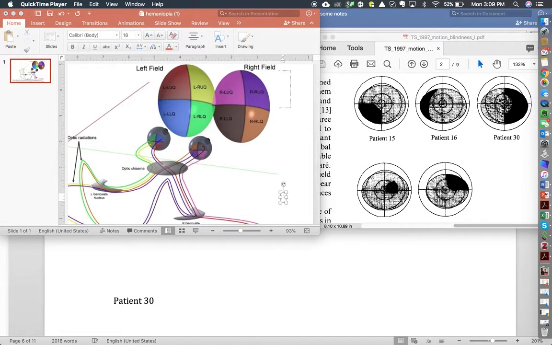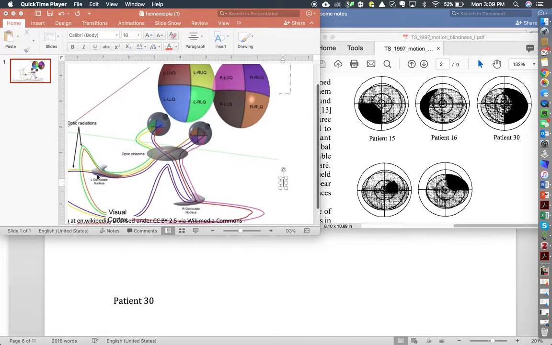Interestingly, with patient 30, there's some macular sparing. That can happen if there's damage to the cortex, for example. Sometimes the macular portion, because it's so highly represented and there's a lot of vascularization in that area, can be spared relative to some of the more peripheral regions. So that's just an interesting aside.